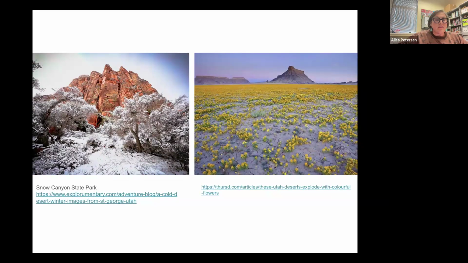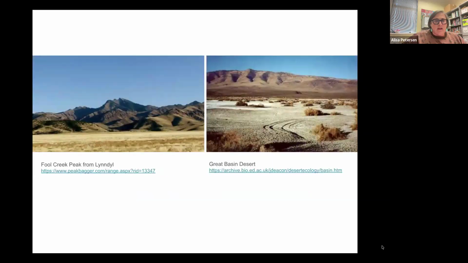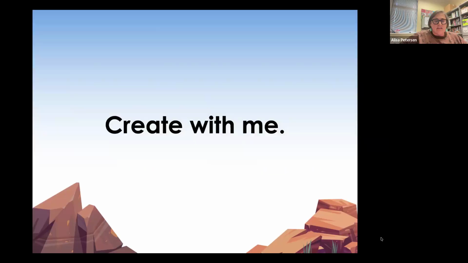And sometimes we see winter in the desert, so we get white mixed in with those greens and oranges. Or also we can see beautiful wildflowers as well. So I always have students look at these photos that we're going to use before we start the project and say, what colors do we see? Okay, next slide. And again, golds, browns, blues, whites. Okay, next slide.